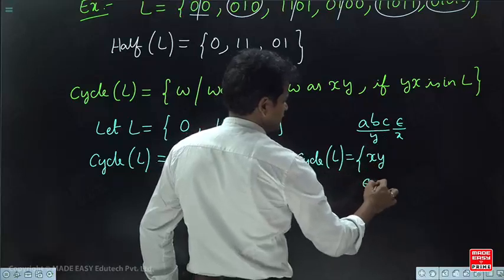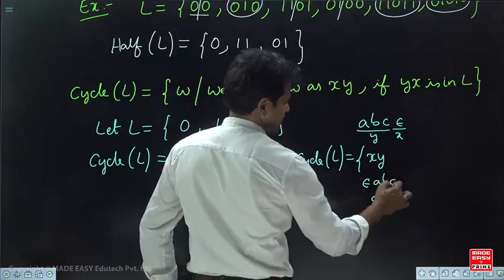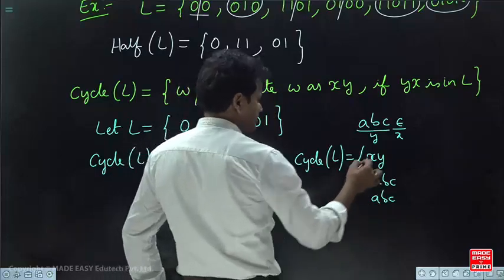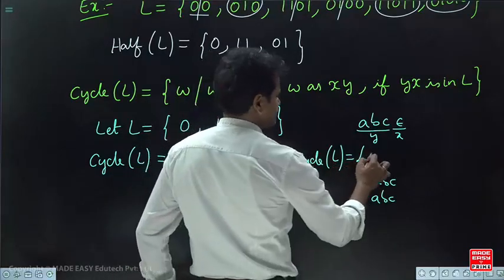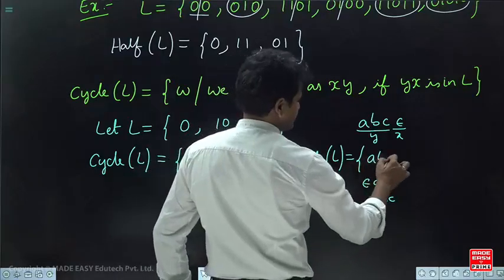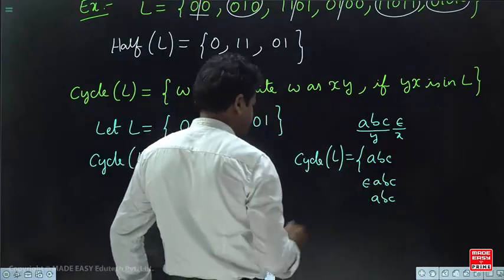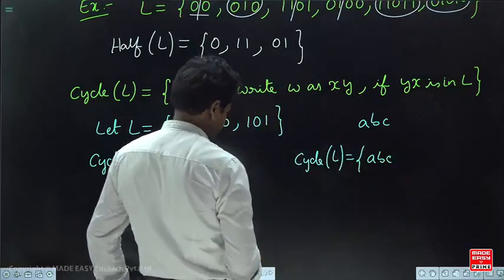X is epsilon. What is y? ABC. What is epsilon ABC? Epsilon ABC is ABC. So that is the reason whatever the string is given, you take that string as it is. Listen guys, every one of you, please look at this. Now ABC, every string will be in cycle of L.